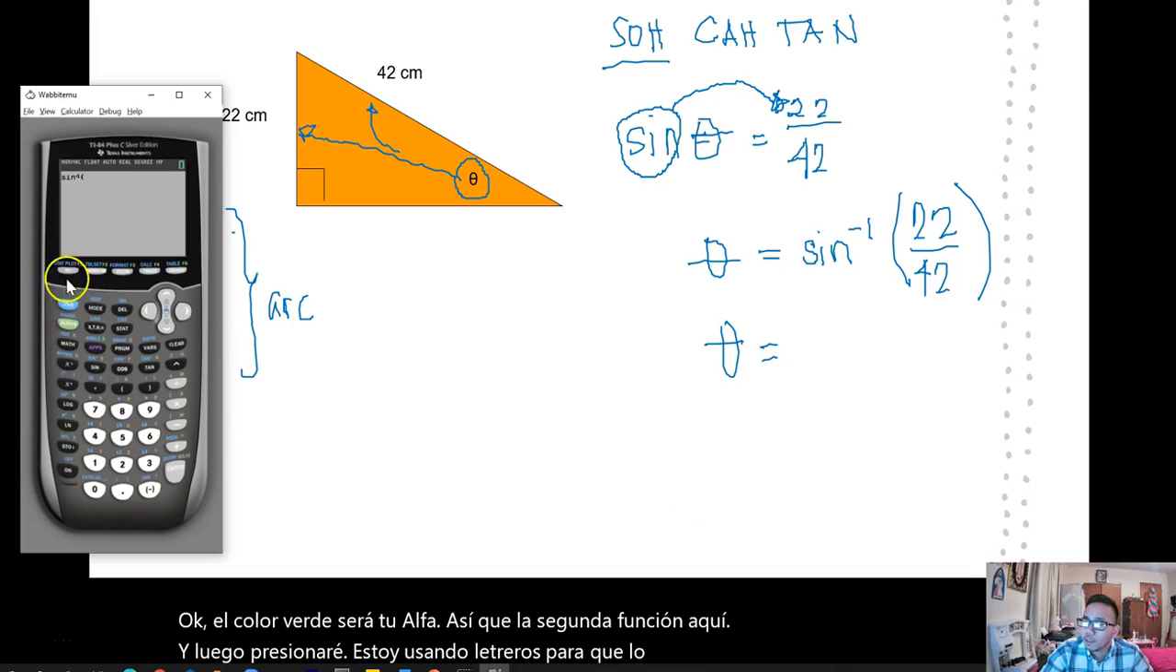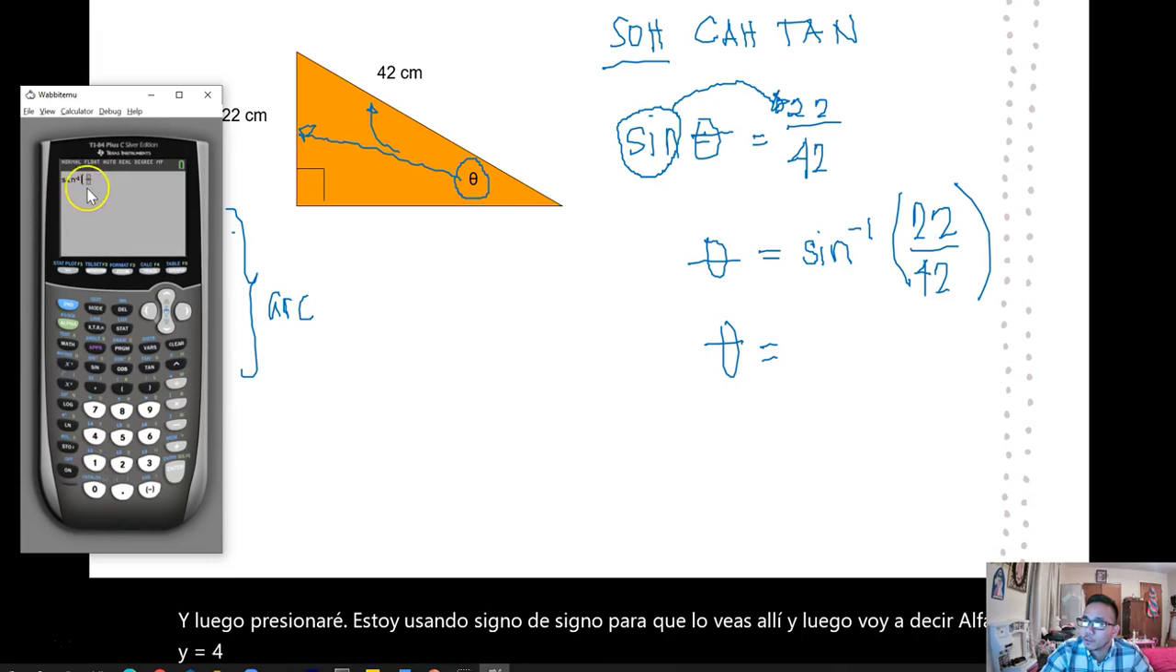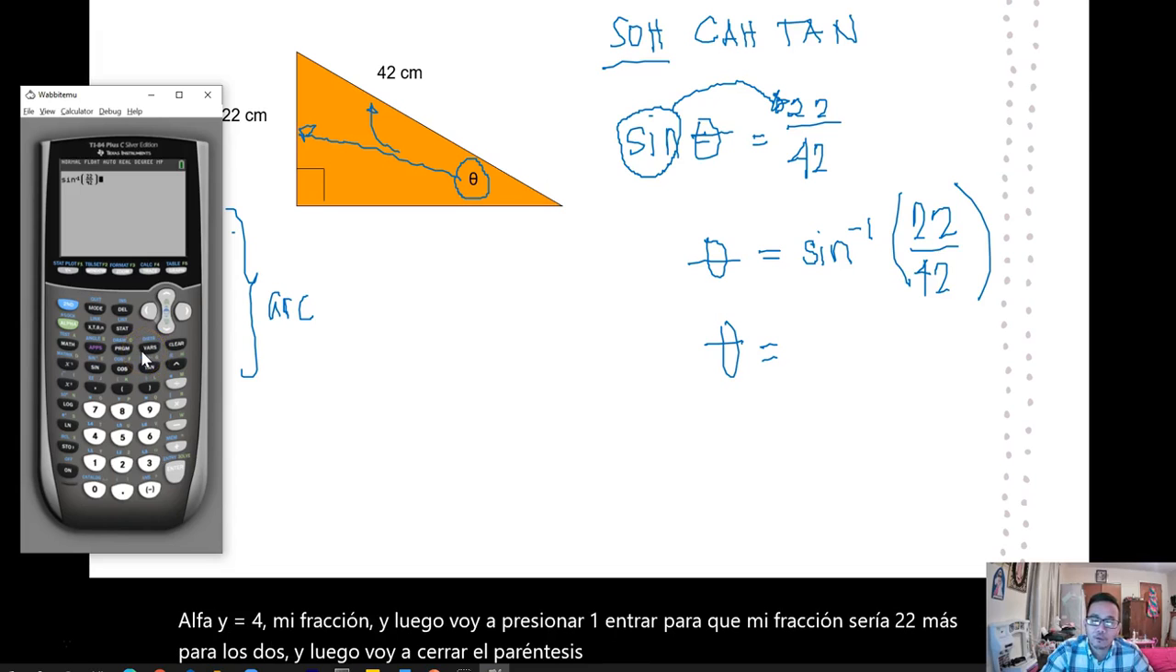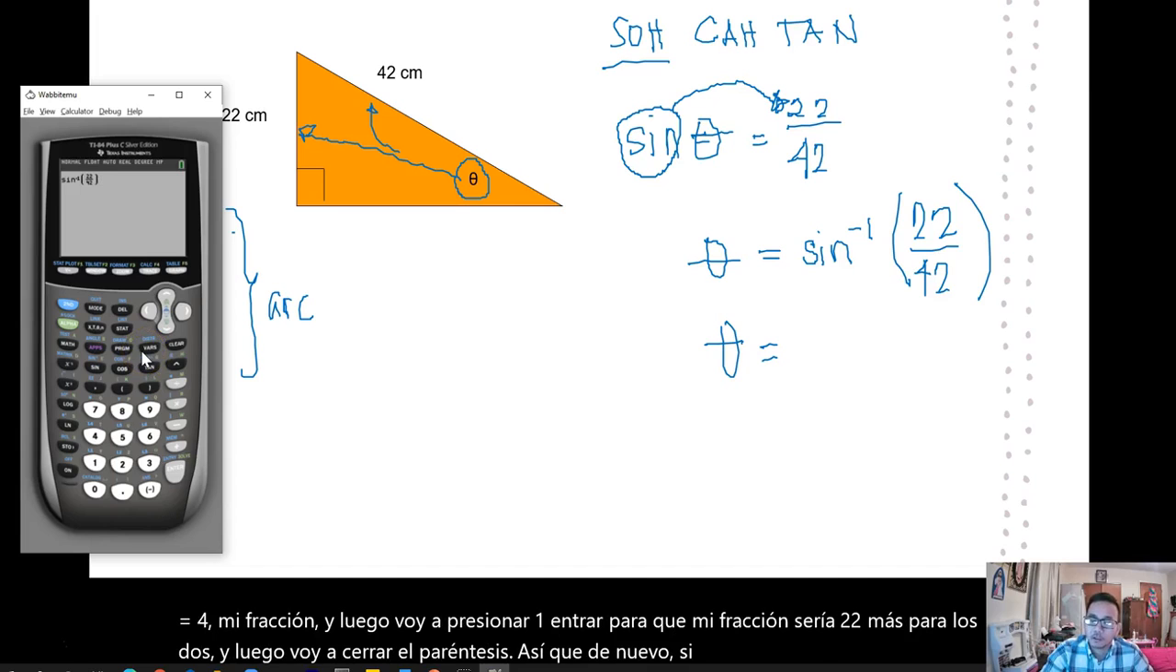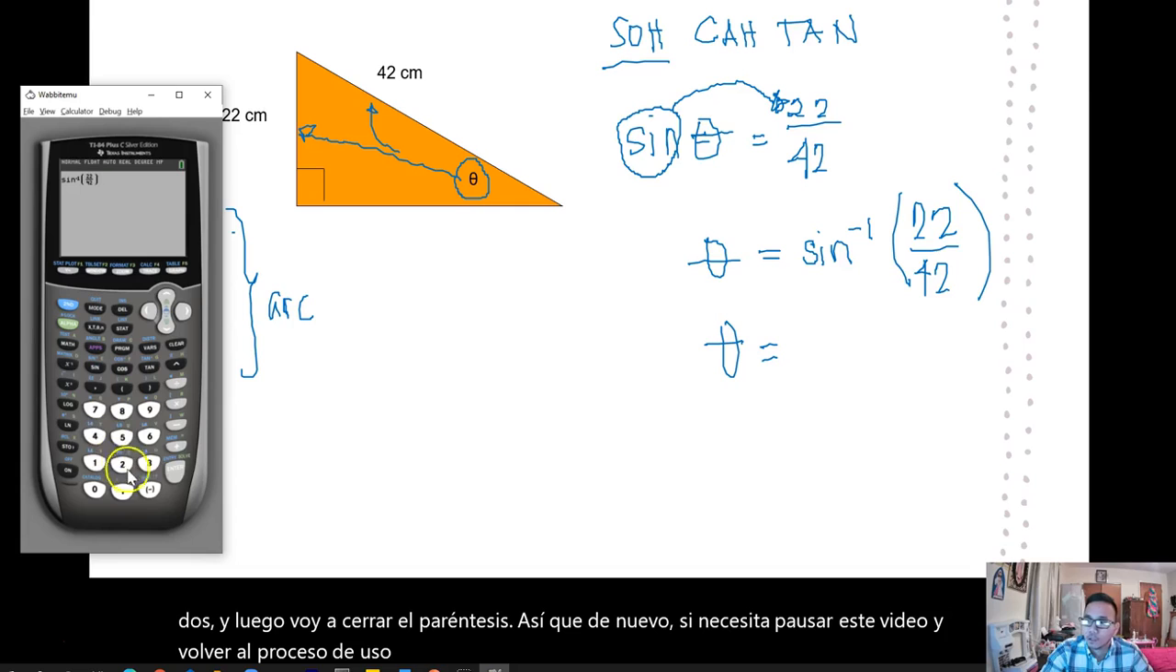And then I'll press alpha y equals for my fraction, and then press 1, enter. So my fraction would be 22 over 42, and then I'll close the parentheses. Again, if you need to pause this video and go back over the process of using the calculator, you can do so. Okay, so I'll press enter.